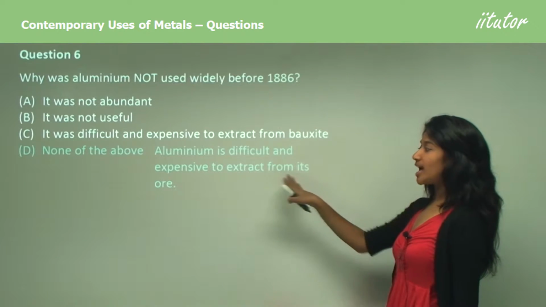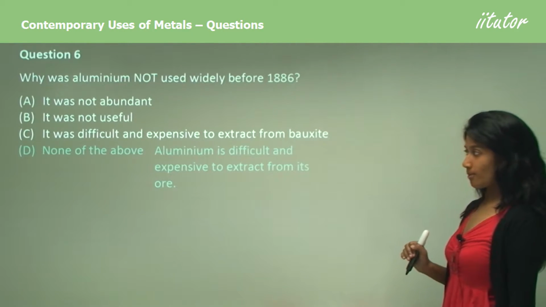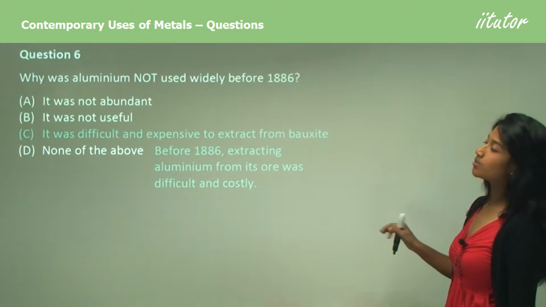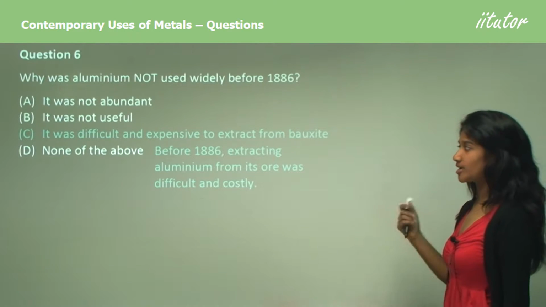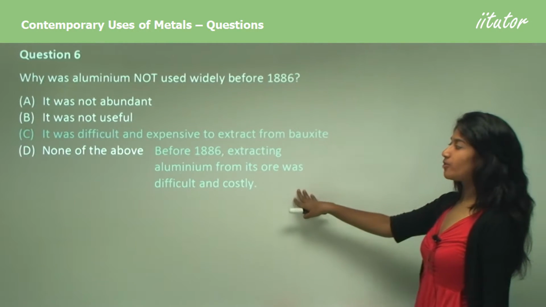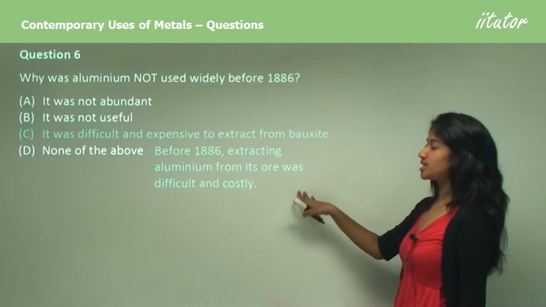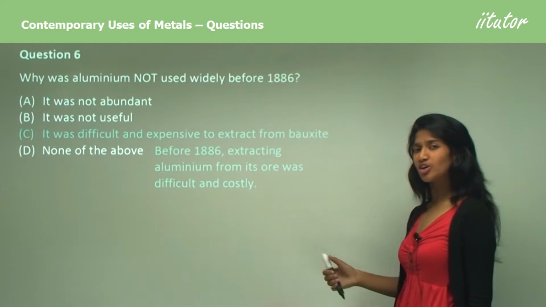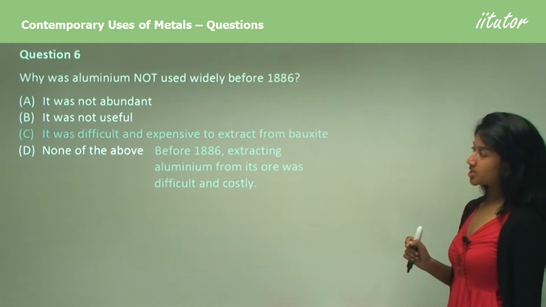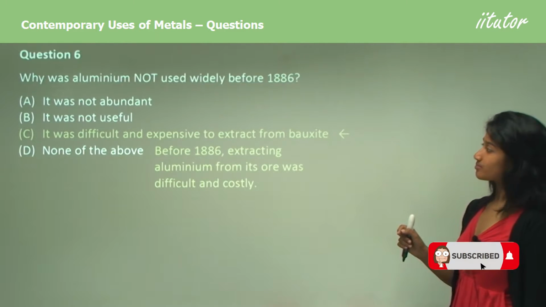Aluminium is difficult and it is expensive to extract from its ore. So option C, it was difficult and expensive to extract from bauxite before 1886 because it was difficult and also very costly. So option C is the answer.